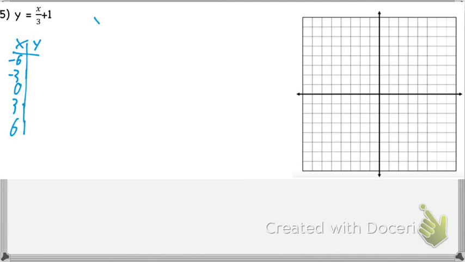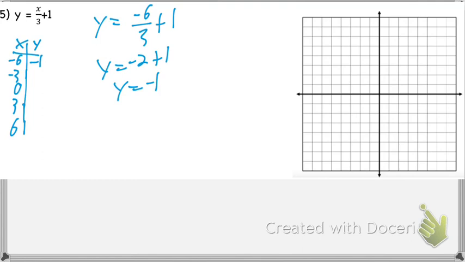After we plug these in, you get y equals negative 6 over 3 plus 1. Negative 6 divided by 3 is negative 2, plus 1, which is negative 1. We get negative 1, 0, 1, 2, and 3. Go ahead and graph this: negative 6 comma negative 1, negative 3 comma 0, 0 comma 1, 3 comma 2, and 6 comma 3. Once again, using these multiples of 3 was really helpful for us. So keep a lookout to use multiples of that denominator.